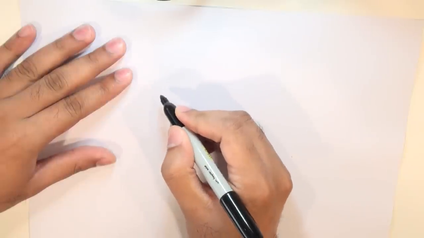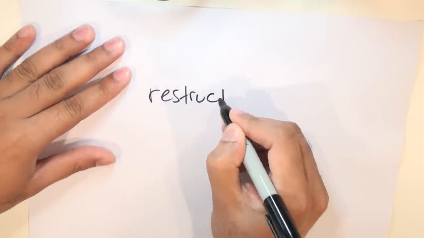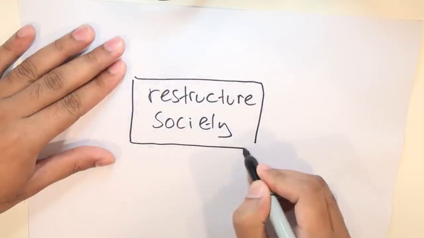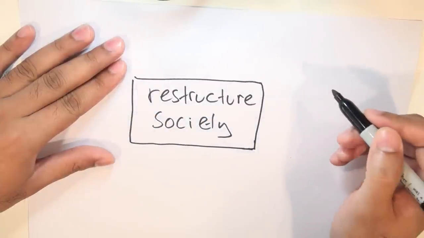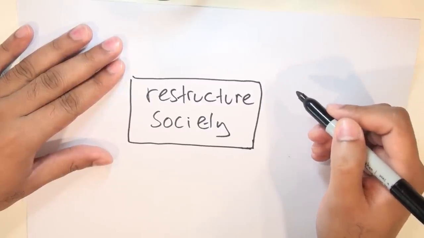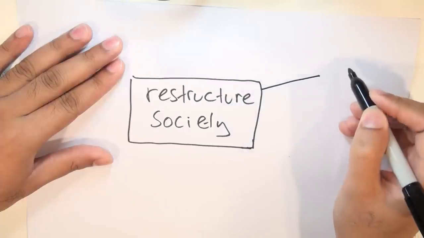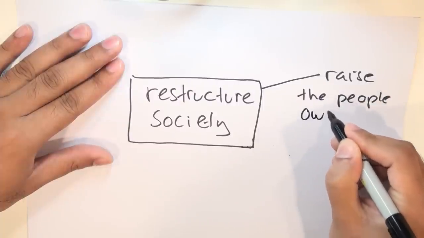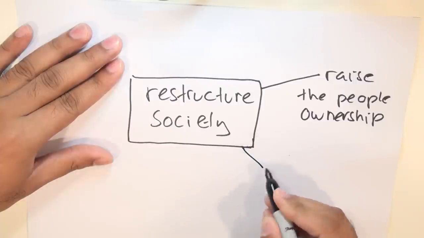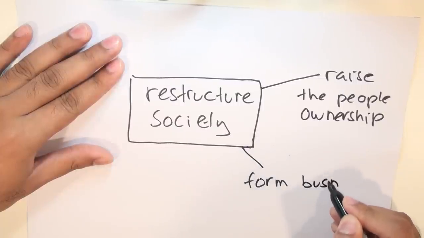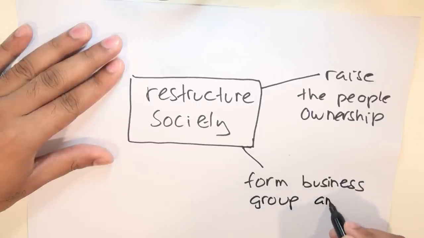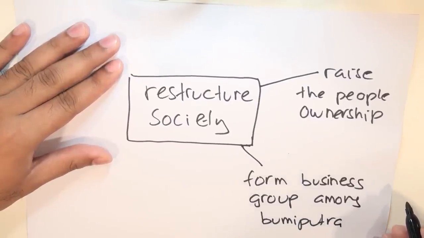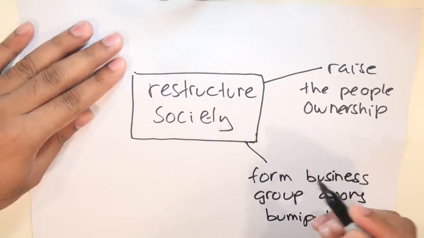The second objective, and the second strategy of the government, is to restructure society. The objective of the government is to bring national unity in order to prevent an ethnic crisis from happening again as we faced on 13 May 1969. So, how does the government want to achieve this? First, to raise the people's ownership. Second, to form business groups among the Bumiputra. When we talk about Bumiputra, it also includes ethnic groups in Sabah and Sarawak, besides Malay and also orang asli in Peninsular Malaysia.